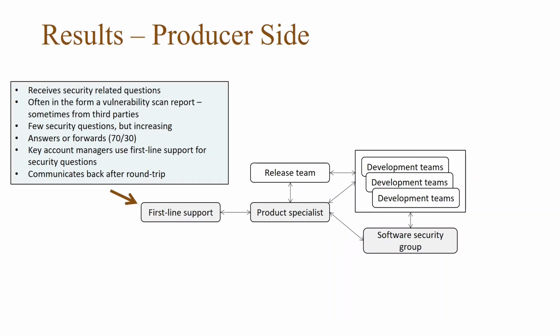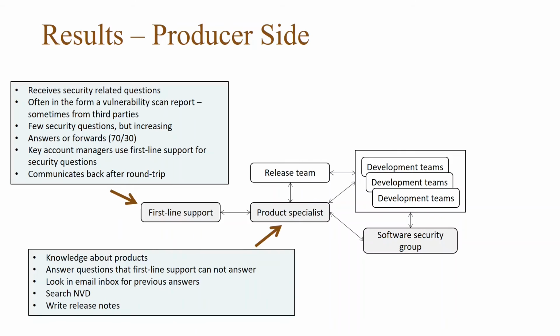First-line support can typically answer immediately around 70% of the questions, while 30% of the questions have to be escalated to the product specialists. There are also key account managers that use the first-line support for security questions. The first-line support is also the entity that always communicates back the answer of the security-related question after a round trip in the organization. The product specialists are the people with deep knowledge about the products. They answer the questions that first-line support cannot answer.